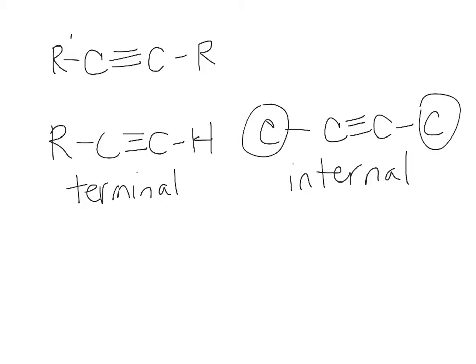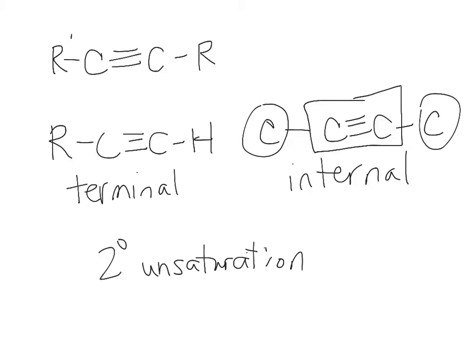You'll recall that alkynes have 2 degrees of unsaturation. That means that there are 4 fewer hydrogens than you would find in a corresponding alkane. They're linear. Because of these sp hybridizations, they're linear and they have a 180 degree angle. So when you draw alkynes, you always want to draw them in a straight line and not bent or curved like you would with alkanes or alkenes.